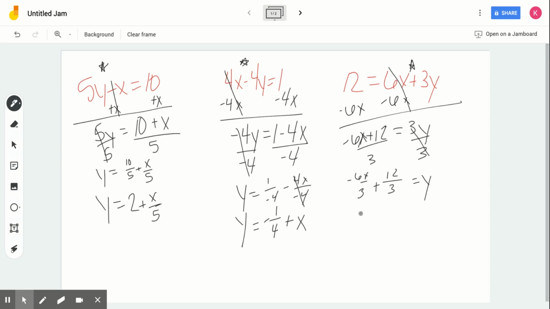So negative 6 divided by 3, negative divided by a positive is a negative. 6 divided by 3 is 2. So we have negative 2x plus 12 divided by 3 is 4 equals y. Again, we have y all by itself, so we know at this point that we are finished, and that y would equal negative 2x plus 4.